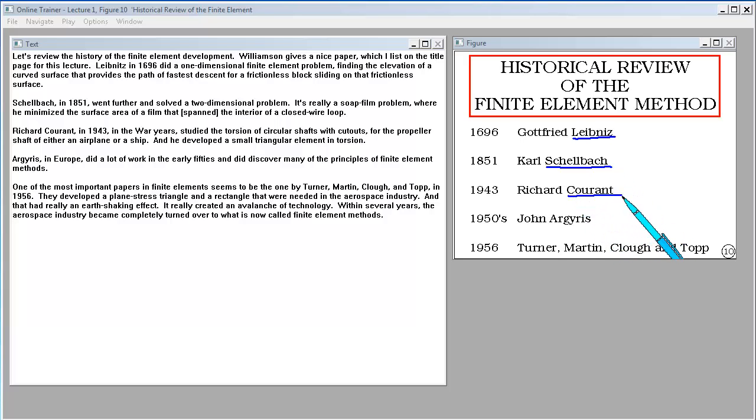Richard Courant in 1943, in the war years, studied the torsion of circular shafts with cutouts for the propeller shaft of either an airplane or a ship, and he developed a small triangular element in torsion. Argyris in Europe did a lot of work in the early 50s and did discover many of the principles of finite element methods. One of the most important papers in finite elements seems to be the one by Turner, Martin, Clough, and Topp in 1956. They developed a plane stress triangle and a rectangle that were needed in the aerospace industry, and that had really an earth-shaking effect. It really created an avalanche of technology. Within several years, the aerospace industry became completely turned over to what is now called finite element methods.